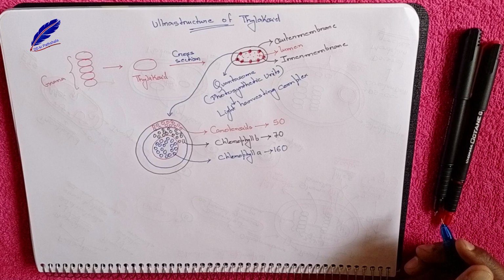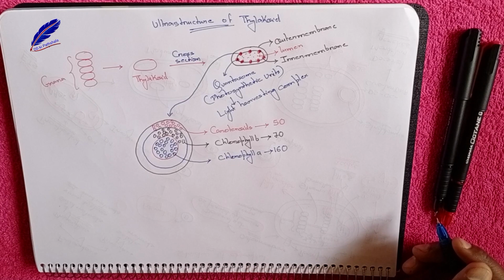So, the quantasome or photosynthetic unit consists of three distinct layers of molecules. In the outer layer, there lie the carotenoids. In the middle layer, there lies the chlorophyll B. And at the center, there lies chlorophyll A.